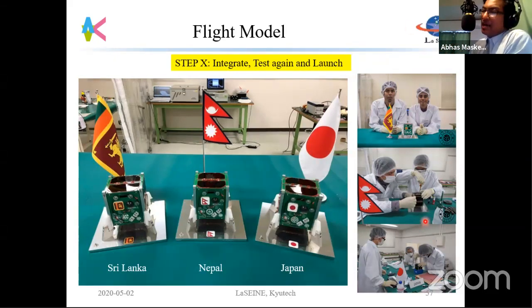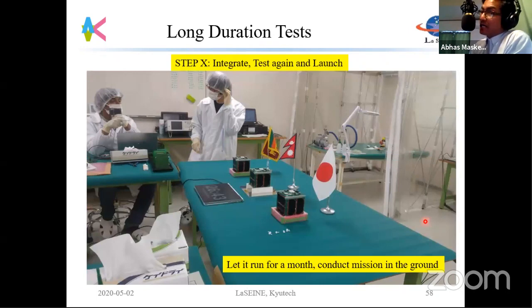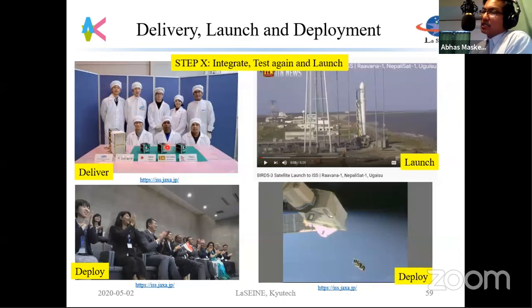And after that's done, we let it run for a significant amount of time just to see if there are any software bugs. We conduct the mission as if it's in orbit. We send commands, and the satellite receives the command, and it takes an image, right? And that's called a long duration test. After we do that, we deliver the satellite to the launch provider.